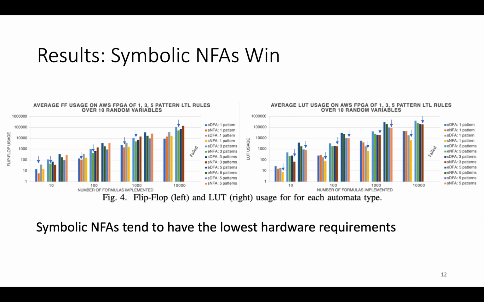We varied the parameters of our pipeline to cover automata complexity similar to automata benchmark complexity in previous work, and varied the number of formal specifications from 10 to 10,000. We evaluated the resulting symbolic and explicit automata, as well as DFAs versus NFAs, and found that symbolic NFAs tend to have much lower hardware requirements than the other approaches.